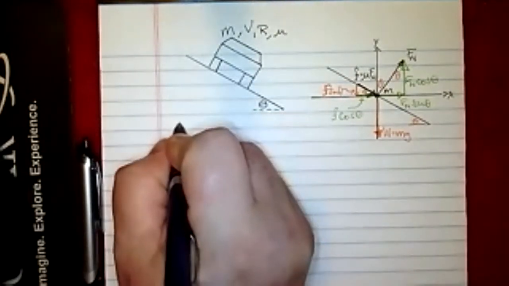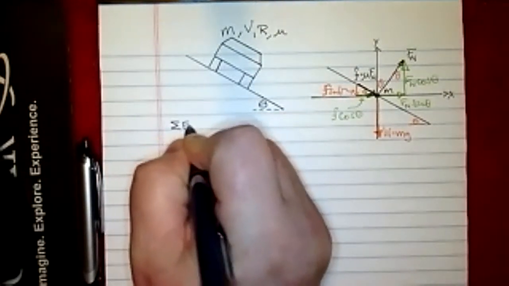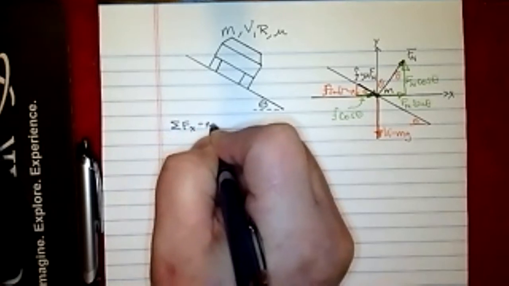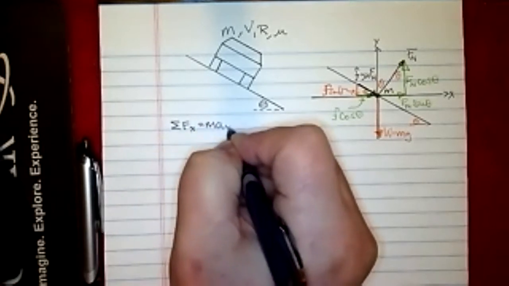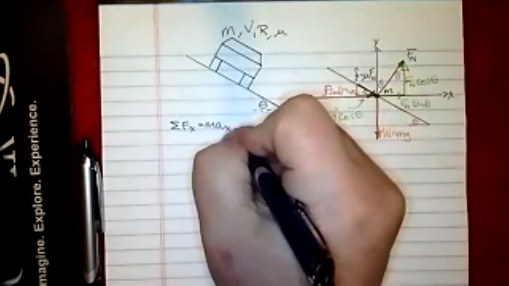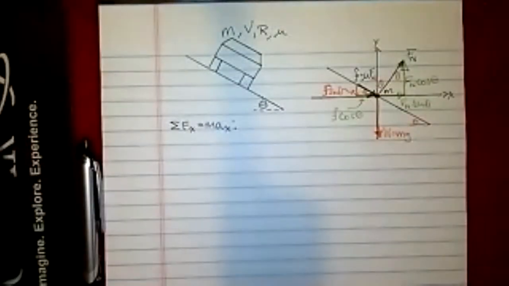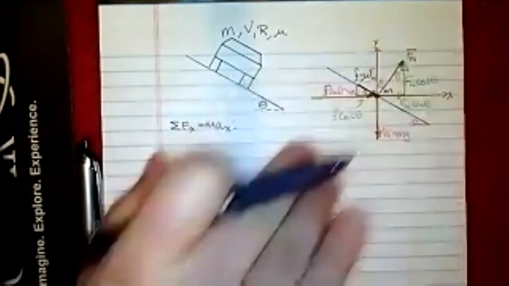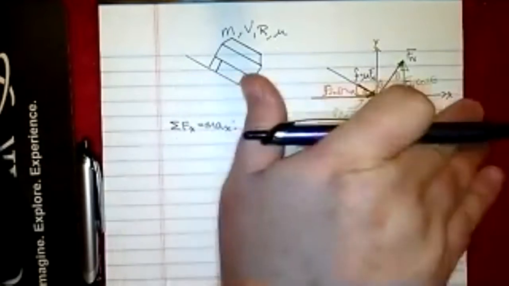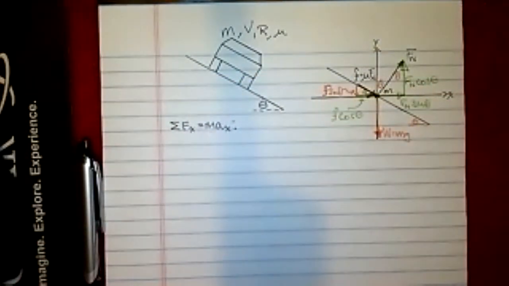So the summation of the forces in the x direction equals mass times acceleration in the x direction. That is actually acceleration that way, which is level. And of course, the curve is going to be in a level direction. So we're going to assume the acceleration is centripetal and has to be this way. So that's the v squared over r.